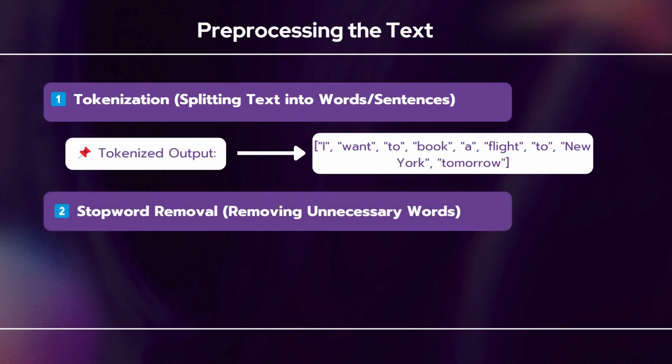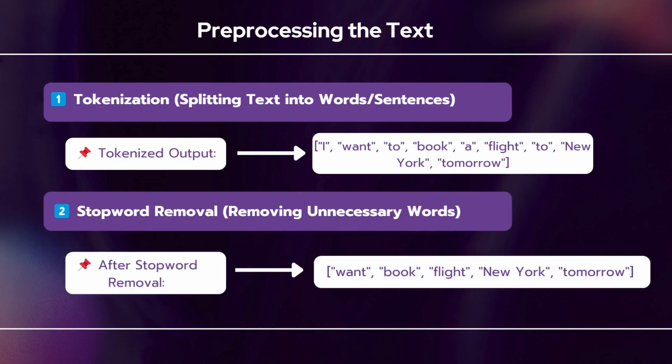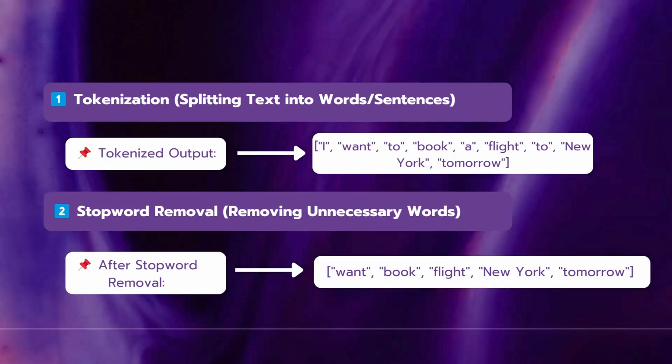Next, we apply stop word removal. Stop words are common words like I, to, and a that do not contribute much meaning to the overall intent. By removing these words, we refine the input into a more meaningful representation. After stop word removal, our sentence becomes want, book, flight, New York, tomorrow. This pre-processing helps simplify the text, making it easier for the chatbot to extract intent and key entities. In the next slide, we will look at how the chatbot further processes this cleaned input using NLP techniques.